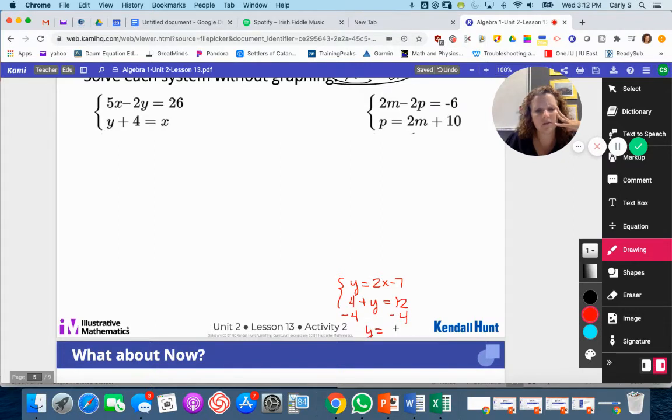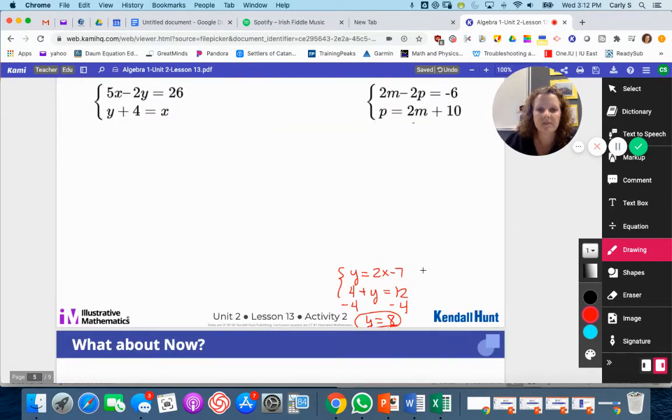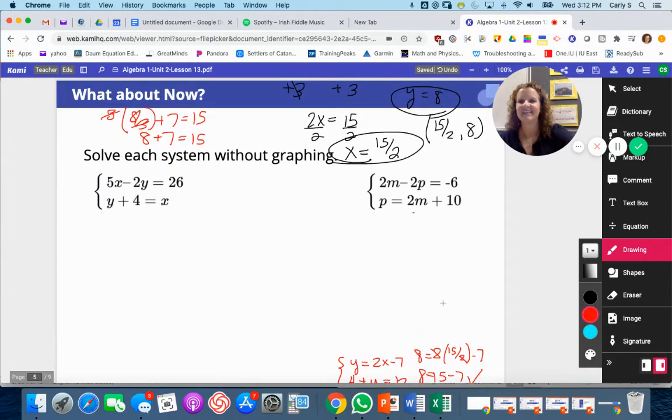Y equals 8. I think that's what I had. Yep. So let's plug everything into the first equation. 8 equals 2 times 15 over 2 minus 7. 8 equals 15 minus 7, which is true. We got it. All right.